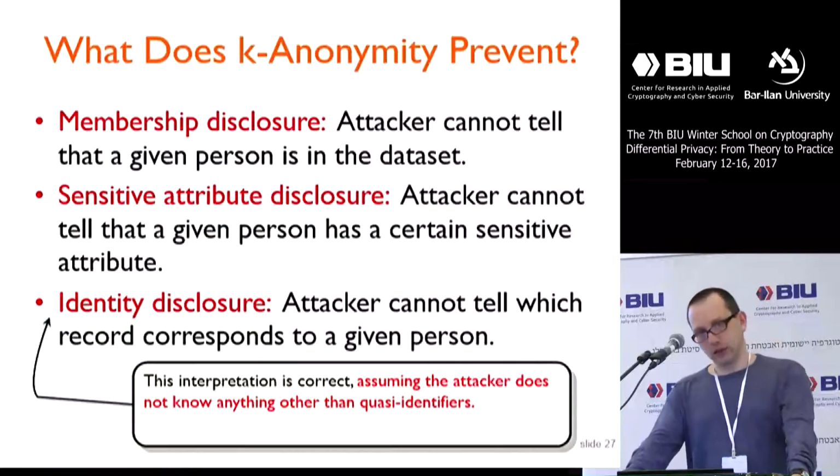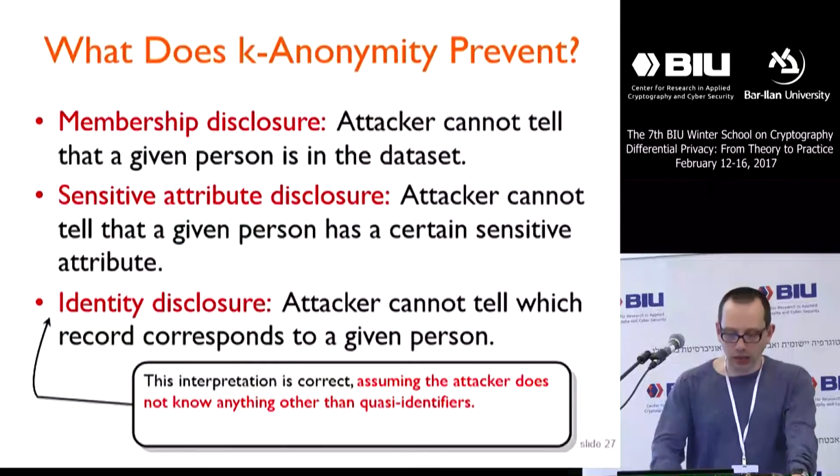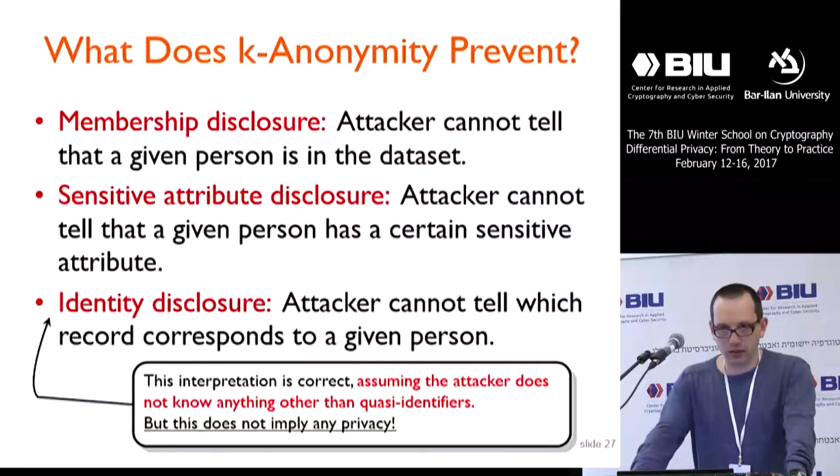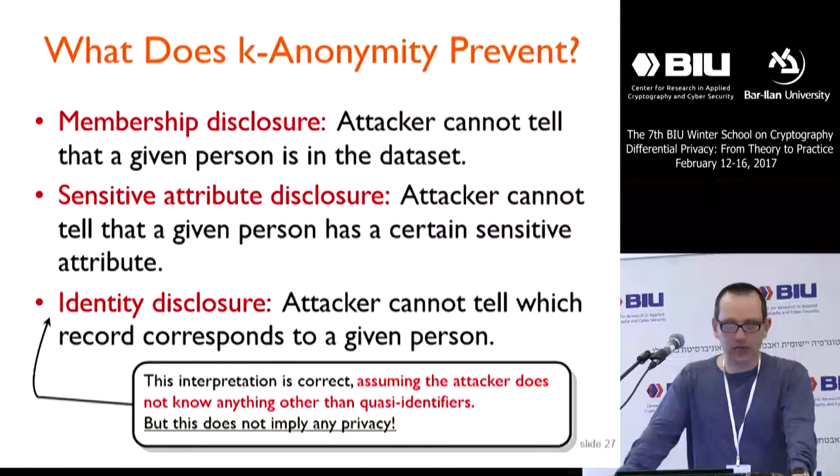First of all, as I'll show you, this assumption is actually usually not true, but even if it were true, that whole property of identity disclosure, by itself, doesn't imply anything that anyone commonly understands as privacy.